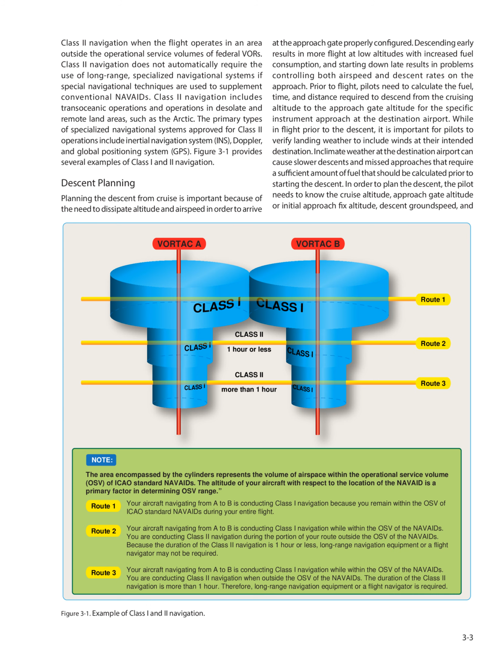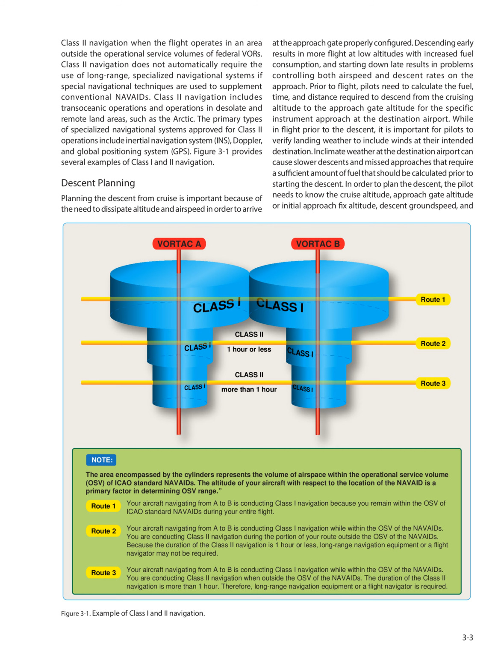Descent planning. Planning the descent from cruise is important because of the need to dissipate altitude and airspeed in order to arrive at the approach gate properly configured. Descending early results in more flight at low altitudes with increased fuel consumption, and starting down late results in problems controlling both airspeed and descent rates on the approach. Prior to flight, pilots need to calculate the fuel, time, and distance required to descend from the cruising altitude to the approach gate altitude for the specific instrument approach at the destination airport.